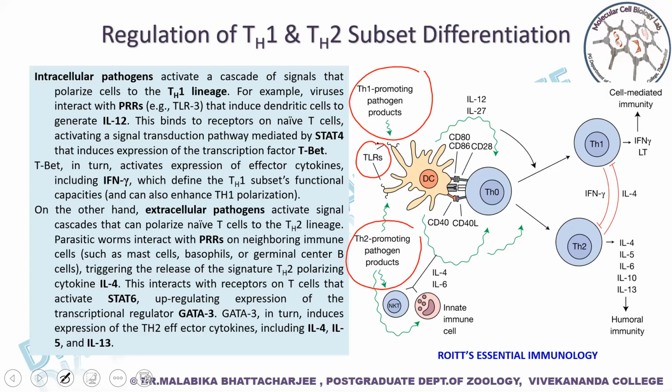So now, coming back to the story, when there is a TH1 promoting pathogen product, we have a toll-like receptor which is capable of recognizing the TH1 PAMP present on the dendritic cell. So the dendritic cell is activated. And one of the activation cytokines the dendritic cell produces is IL-12. In the presence of IL-12 and another activating cytokine, you can see IL-27, you see a naive CD4 positive cell. This is a naive CD4 positive T helper cell. Hence it is written as T helper 0.